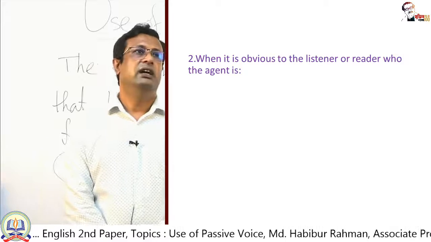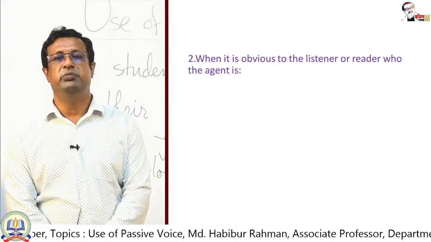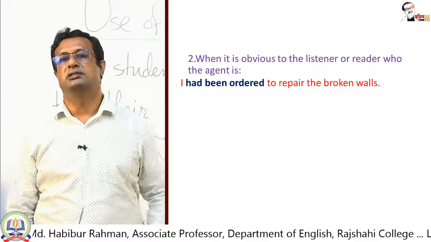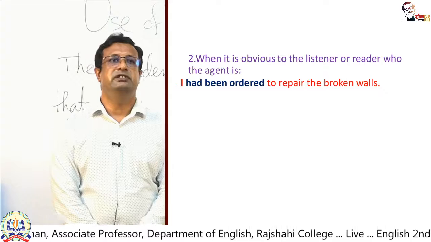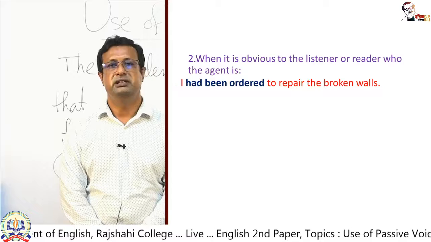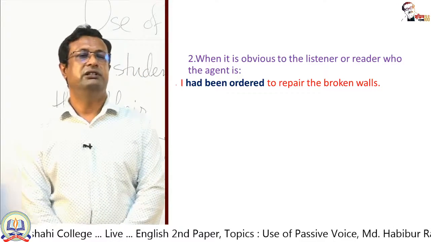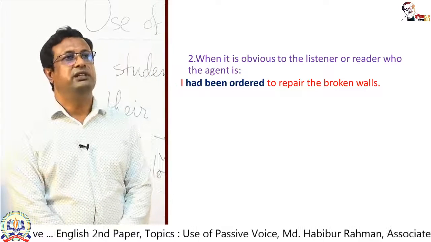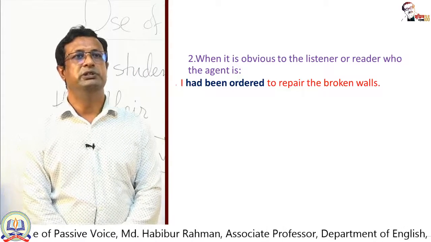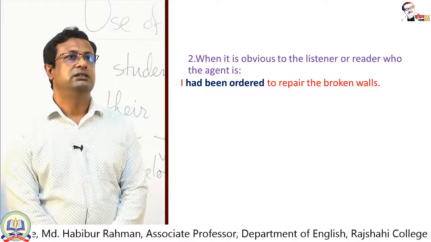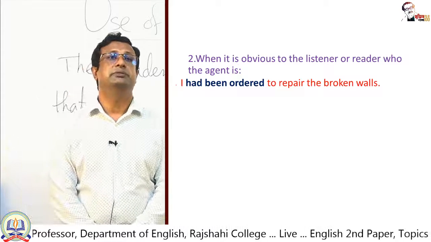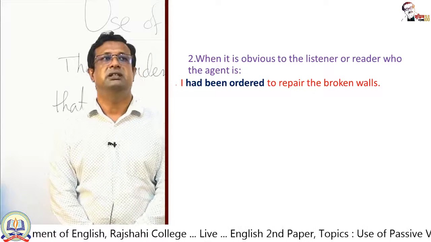Notice this sentence. I had been ordered to repair the broken walls. Suppose this is an office and the walls of the office are not in a good position, and my executive or my boss has ordered me to repair this. Now the speaker who is working here is saying, I had been ordered to repair the broken walls. In past perfect tense, you see, I had been ordered. Who gave the order? This is not mentioned here because this is unnecessary.